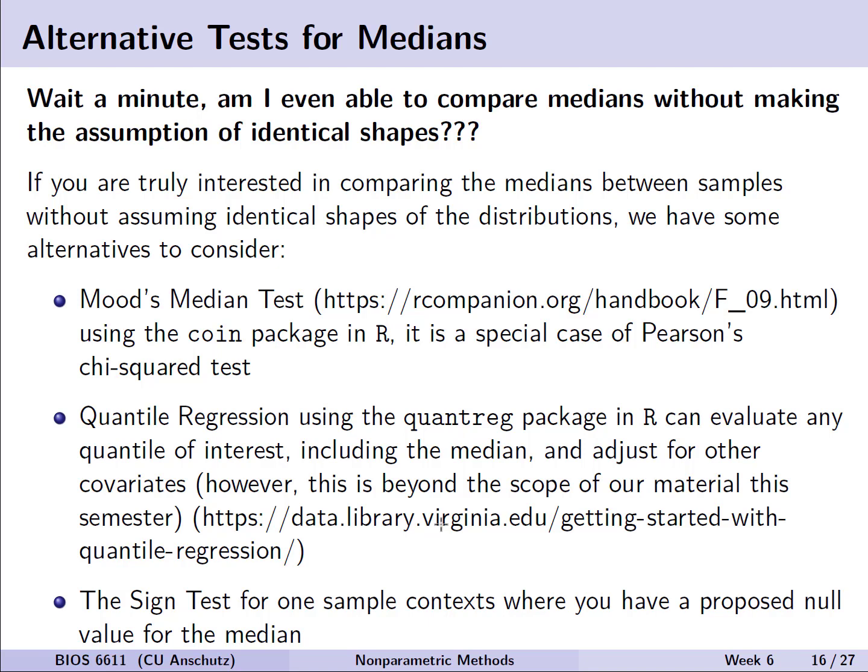And finally, we'll see at the end of this lecture, we can use the sign test to test one sample context where we have a proposed null value for the median we explicitly wish to test for. So there are options, just we have to be careful with the ones we're choosing to use and how we interpret the corresponding results.